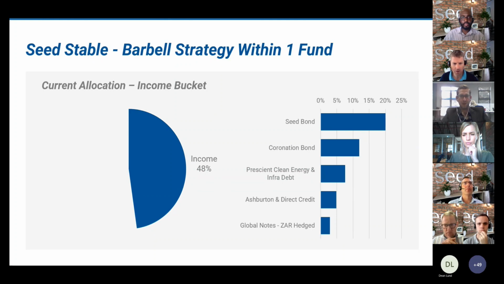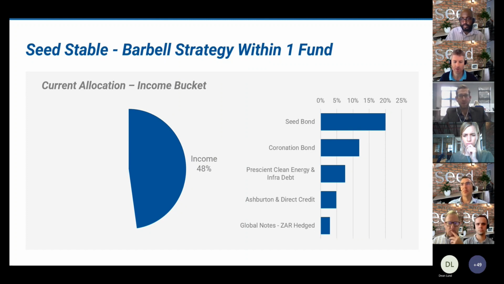The unlisted and direct credit allocate capital to well-capitalized businesses that are looking to grow. Their liquidity premium on this component more than offsets the risk taken. And again, position sizing is important here, so you can see it's around or just under 5% of the overall fund value. And then finally, we have a sort of small sweetener, which is an allocation to structured notes.